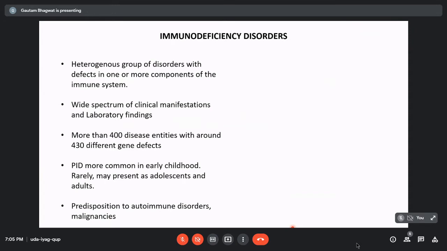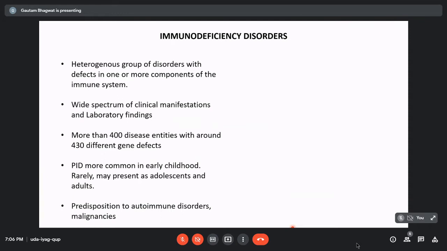So coming to the utility of lymphocyte subset analysis, in research we use these lymphocyte subsets to a great extent in learning the immune system of humans as well as various animals. But if we come to the disease or the clinical aspects of lymphocyte subsets, the most common use is in the immunodeficiency disorders. Now immunodeficiency disorders are a heterogeneous group of disorders with defects in one or more components of the immune system. They present with a wide spectrum of clinical manifestations and laboratory findings.